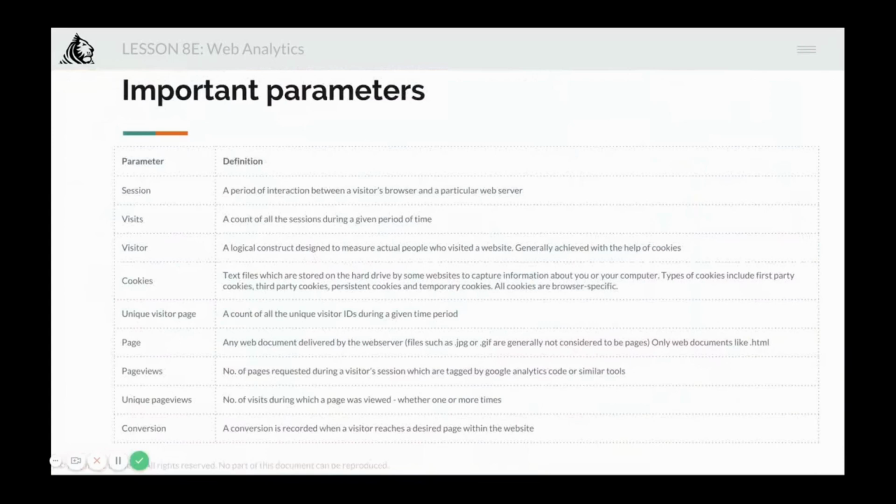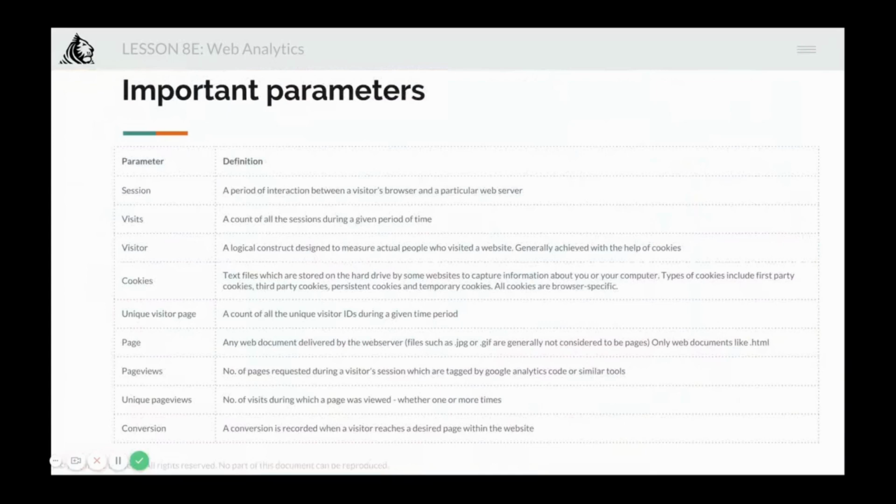Unique visitor page is another important parameter that you need to know. It's the count of all the unique visitor IDs during a given time period. What's a page? It's a web document. That is, an HTML file that was visited. That's a page. Essentially, web document refers to an HTML document, and typically JPG, GIF, or let's say PDFs are not generally considered to be pages. Only web documents like .html are considered.